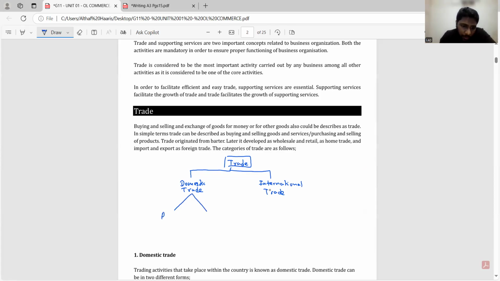What are the two? One is the retail trade. Other one is the wholesale trade. So any idea about this retail trade and wholesale trade? Very simple. Not difficult. Retail trade means where you are selling the item to the end user, the last user.